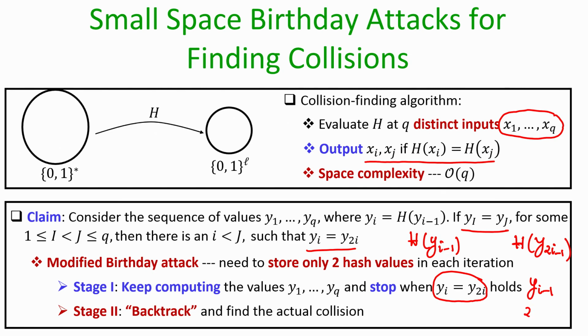That is what you have to basically check by doing the backtracking, right. So, the interesting part here is that both for stage 1 as well as for stage 2 we just need to store two hash values.